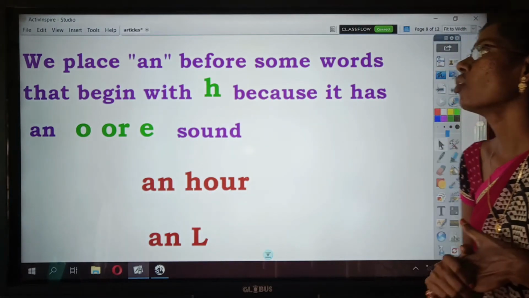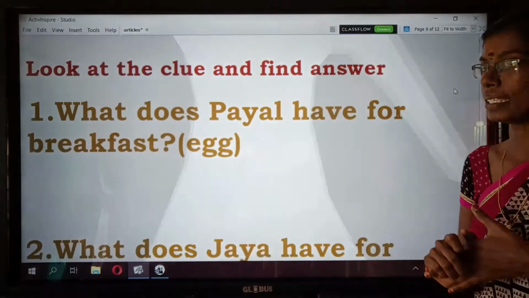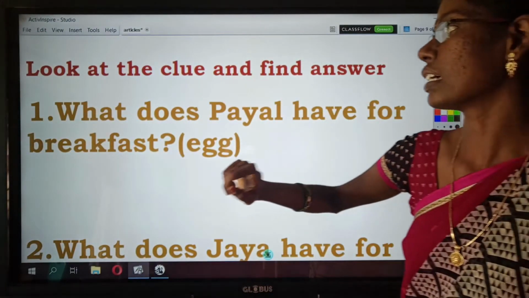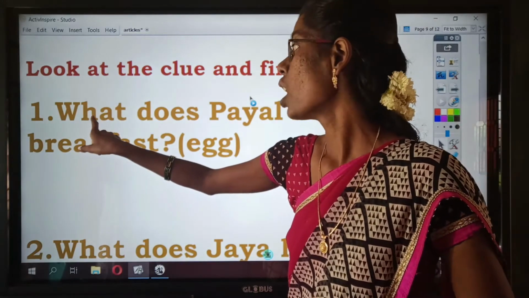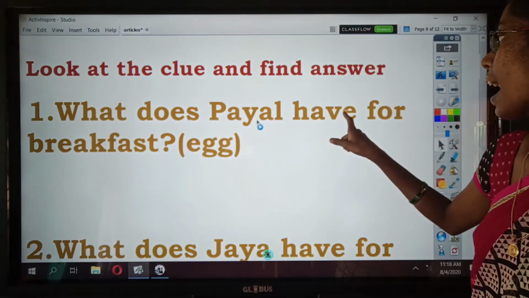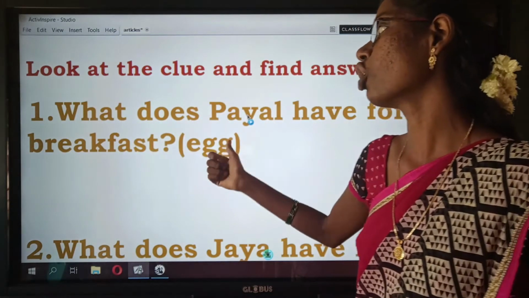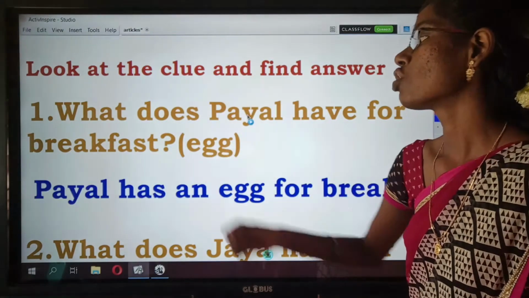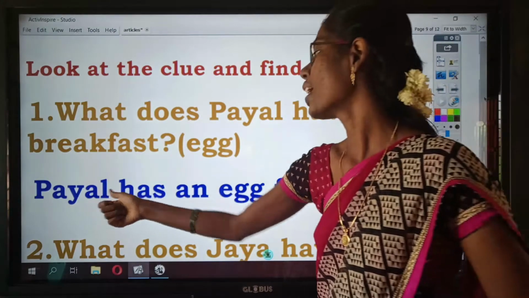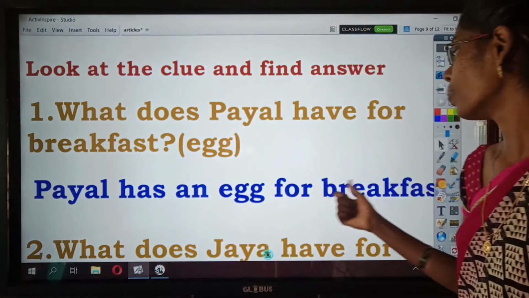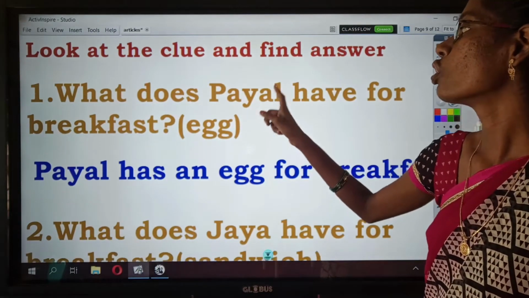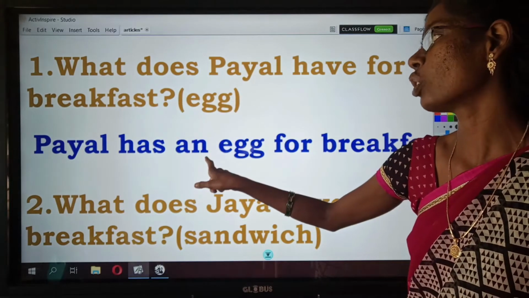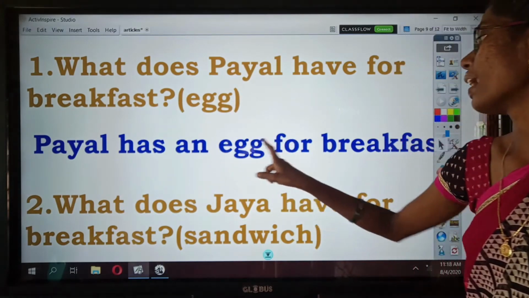Next, now we are going to see a small exercise. Okay. Look at the clue and find the answer. Listen to the question, children. What does Payal have for breakfast? The clue is egg. Egg is starting with the vowel E. So the answer is: Payal has an egg for breakfast. We have to use the word Payal as it is, and before egg we have to use an.